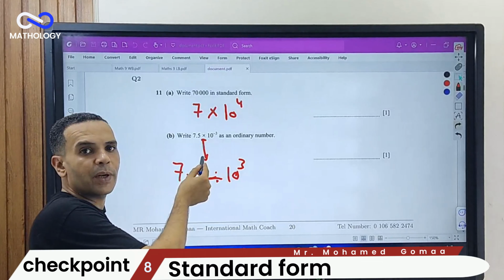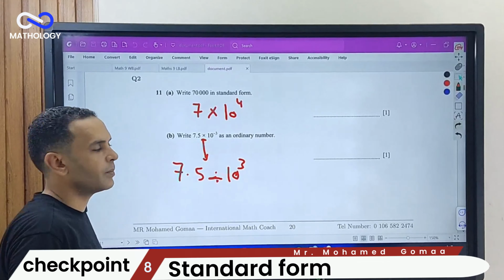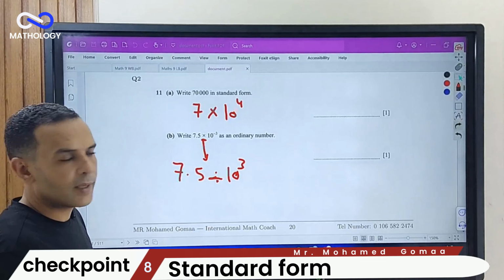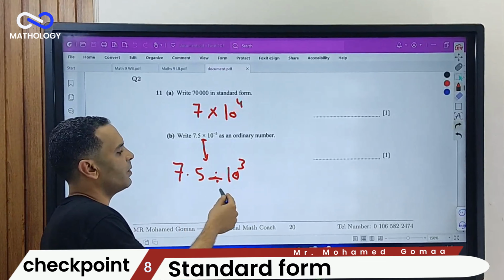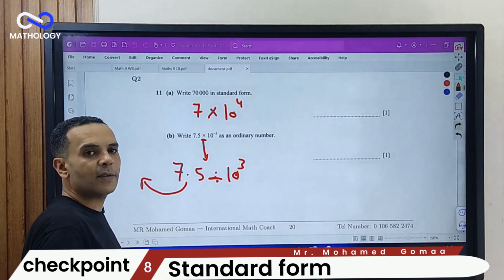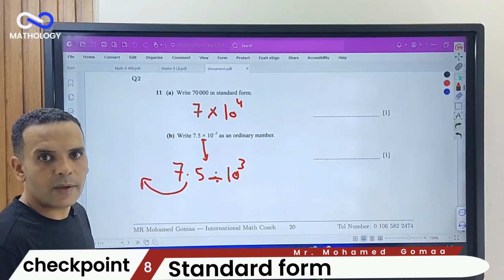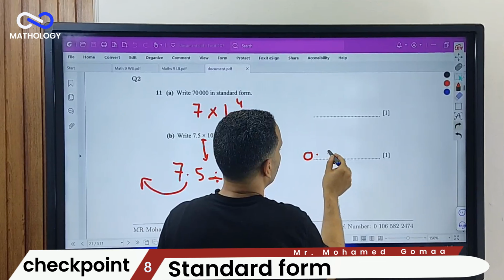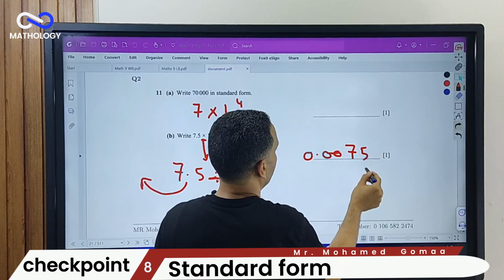Change the sign of the operation and change the sign of the power on the 10. 7.5 divided by 10 power 3, it will be move the decimal point 3 places to the left because we divide by 10 power 3. It will be 0.0075, like this one.